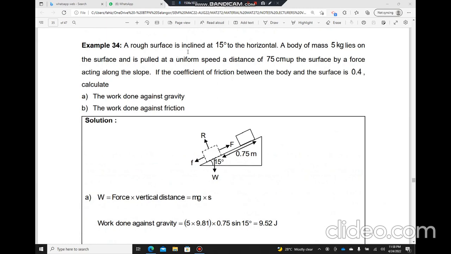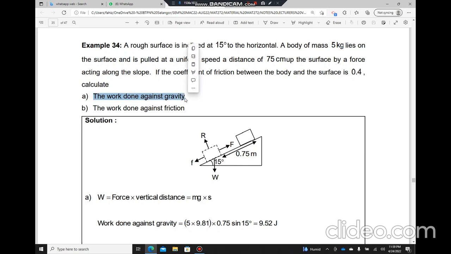A rough surface is inclined at 15 degrees to the horizontal. A body of mass 5 kg lies on the surface and is pulled at a uniform speed a distance of 75 centimeter up the surface by a force acting along the slope. If the coefficient of friction between the body and the surface is 0.4, calculate. Okay, first the work done against gravity.